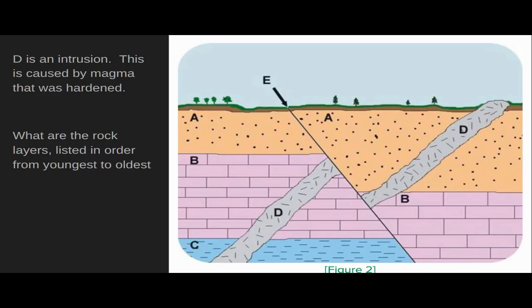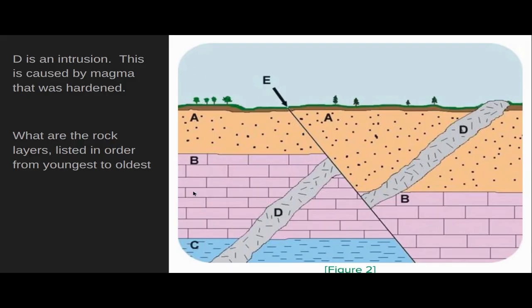All right, here's a question for you. So here's what we know. D is an intrusion. This means that all of this was a certain type of rock over here. We know A is a certain type of rock. It's all the same type. B is all the same type. C is all the same type. And D is all the same type. D is an intrusion. So this was once a certain type of rock, but then magma made its way into this area and it melted all of this rock. And then it was hardened.